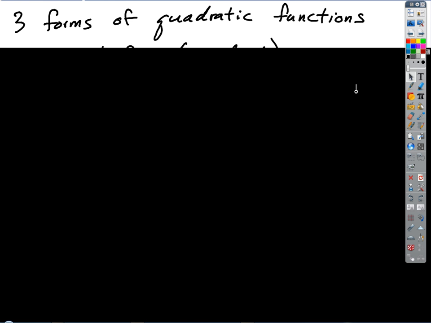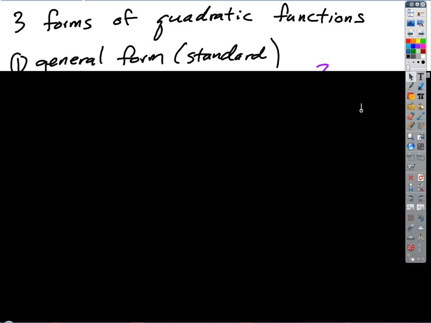So let's take a quick look. What I want to do first, very briefly, is review the three forms of quadratic functions. Let me get everybody's attention tightly focused up here, laser focus. Okay, the three forms of quadratic functions. One of them is general form or standard form. The textbook calls it standard form.